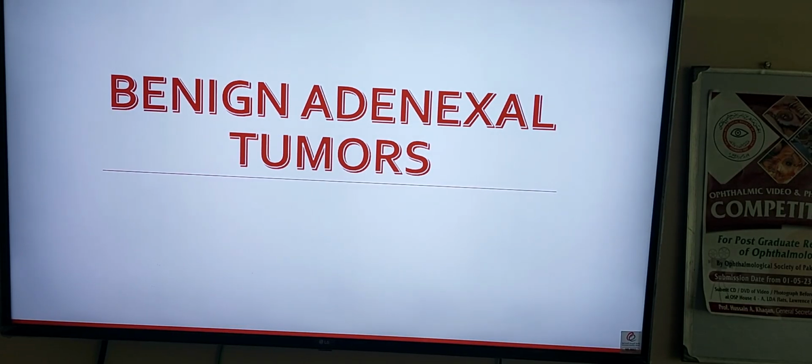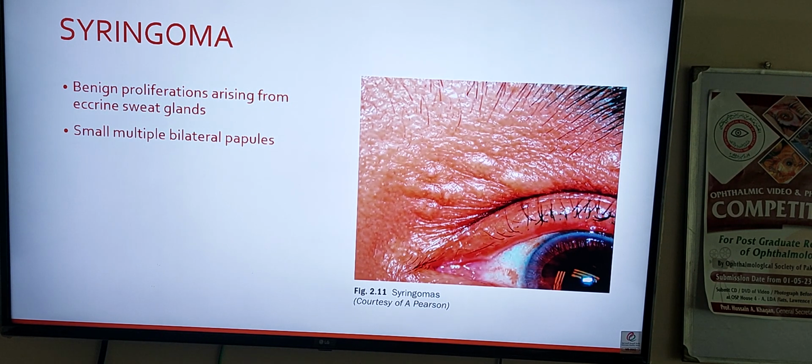Then we move to the benign adnexal tumors. First we have the syringoma. These are benign proliferations arising from the eccrine sweat glands, and they are small multiple bilateral papules. They do not cause any problem to the patient regarding cosmesis, and there is no treatment plan for them.